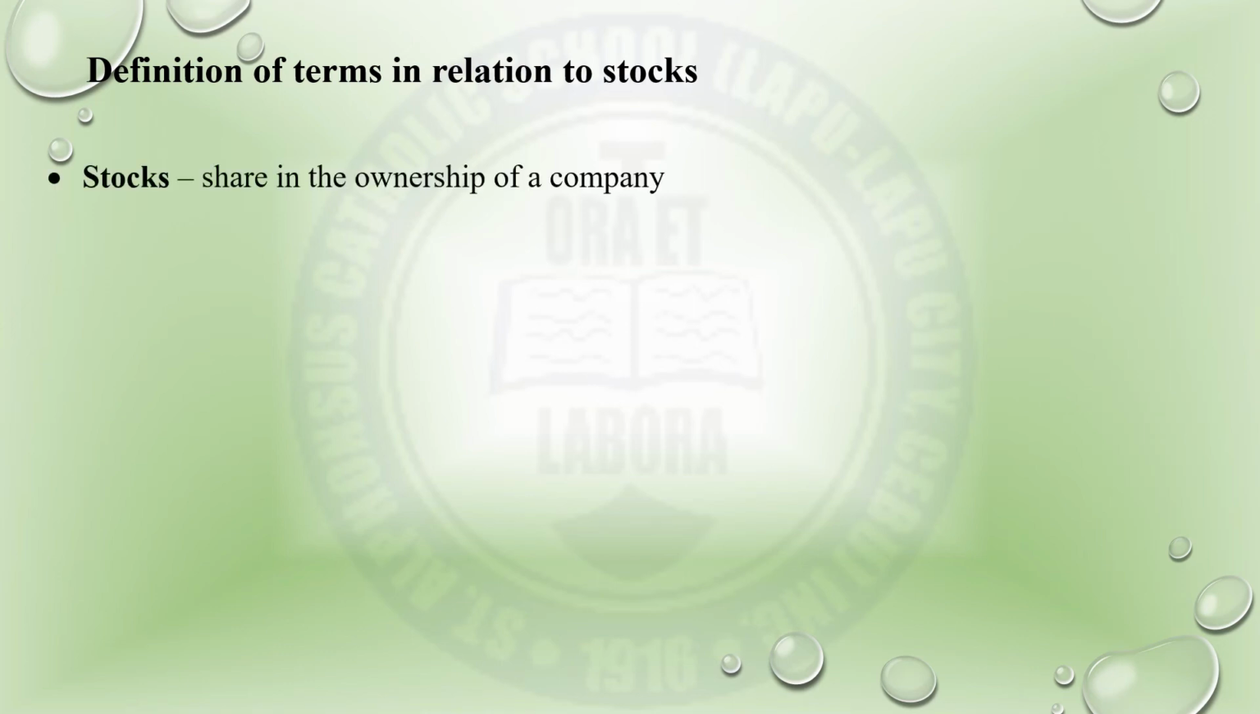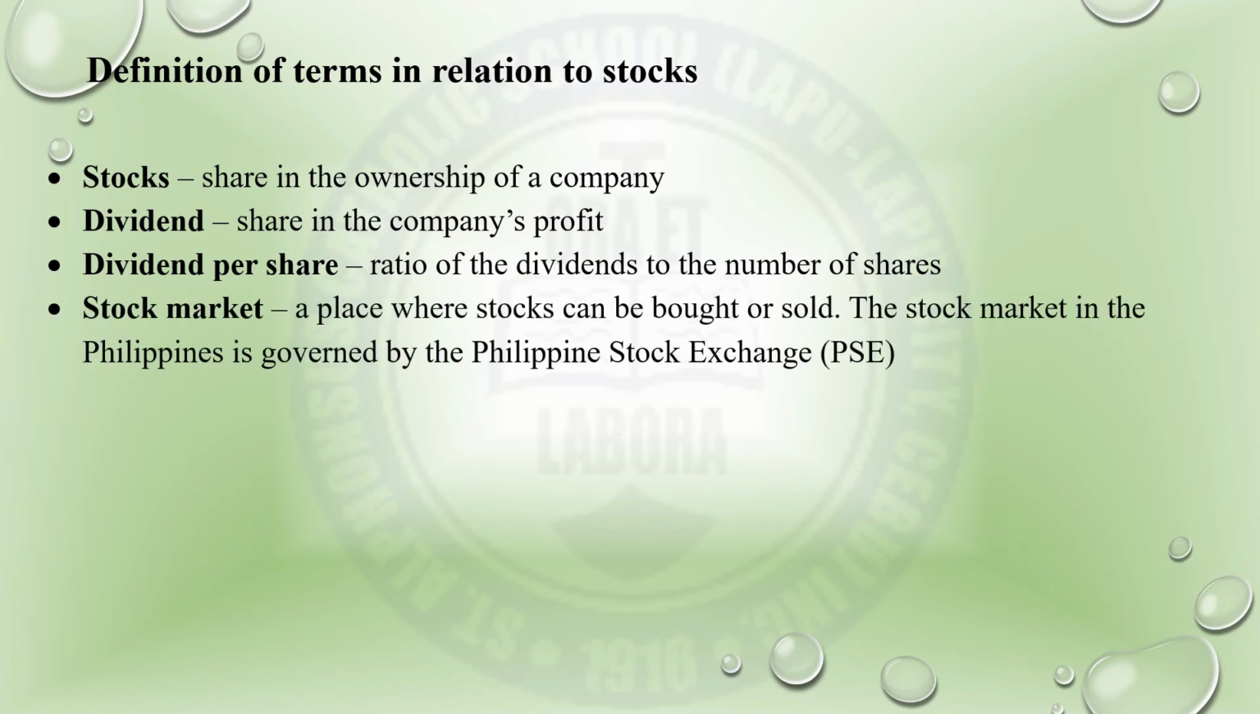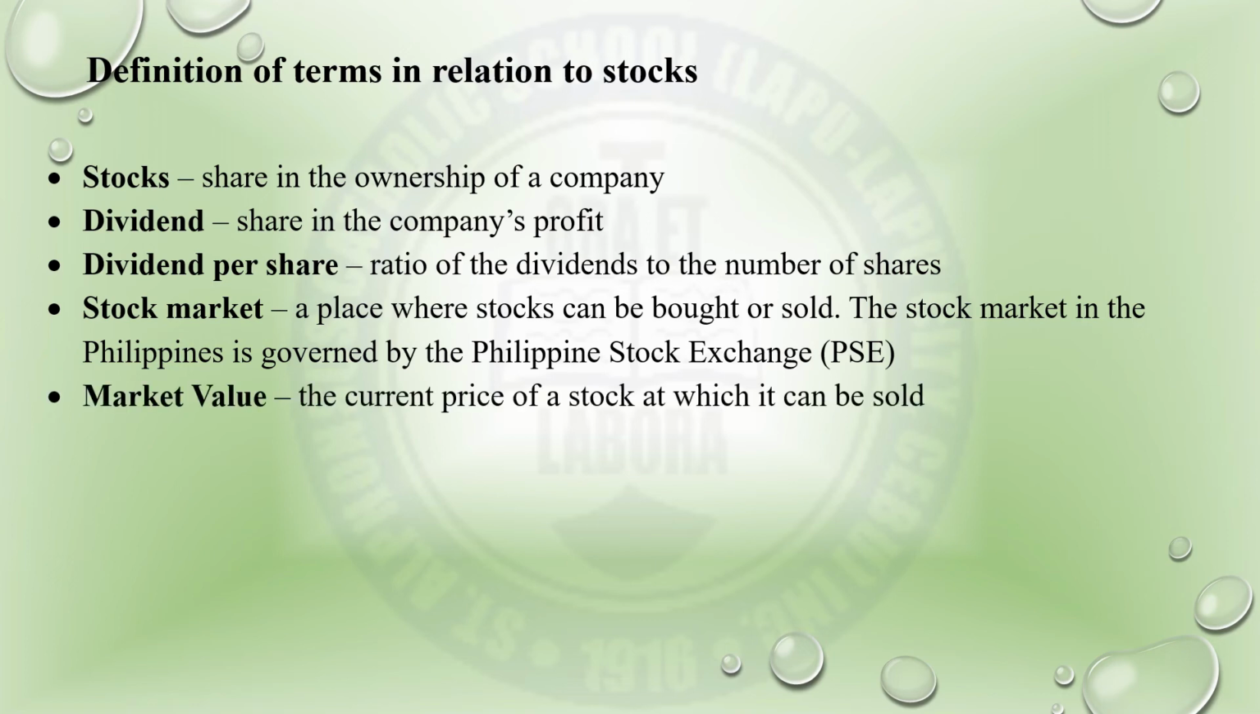So when we say stocks, this is a share in the ownership of a company. Dividend is a share in the company's profit. A dividend per share is the ratio of the dividends to the number of shares. Stock market is a place where stocks can be bought or sold. The stock market in the Philippines is governed by the Philippine Stock Exchange, or the PSE.